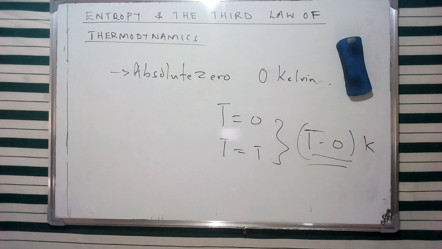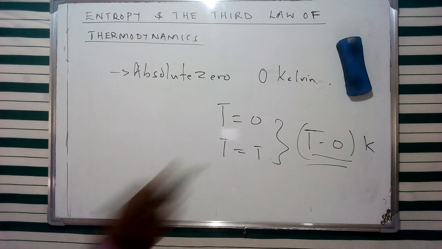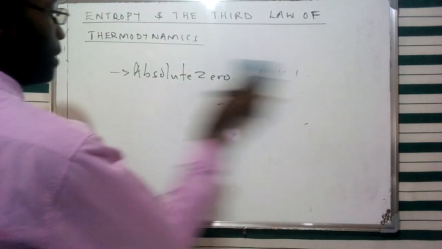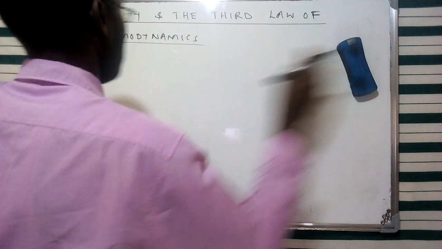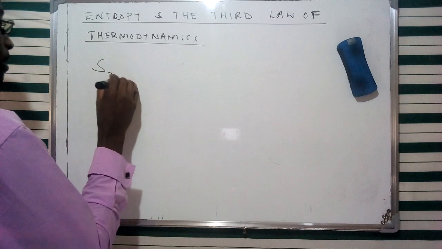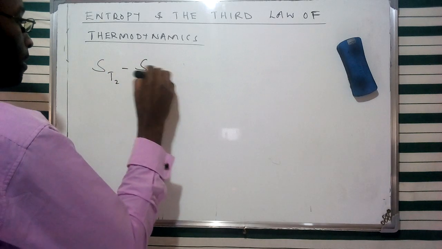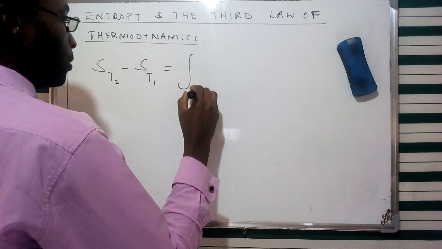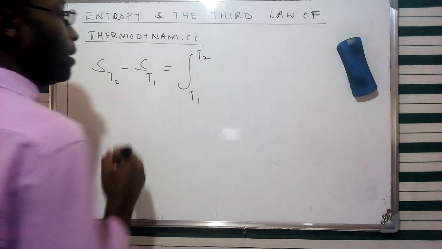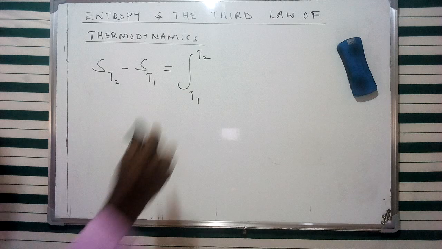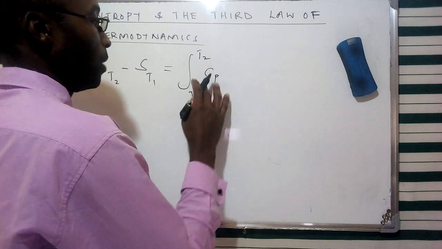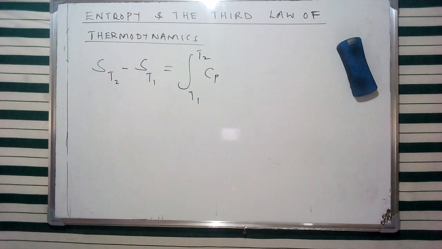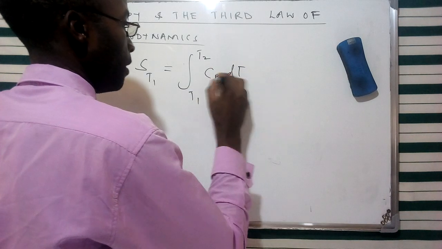If we consider the case of an increase in temperature, we can define the entropy increase by giving this algebraic representation, whereby S represents entropy at a temperature T2 minus S representing entropy at a temperature T1. This gives us the difference in entropy between temperature 1 and 2, and that can be attained through the integral of the molar heat capacity at constant pressure, Cp, times dT over T.